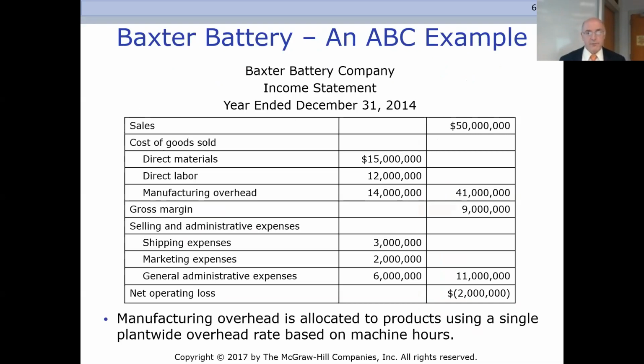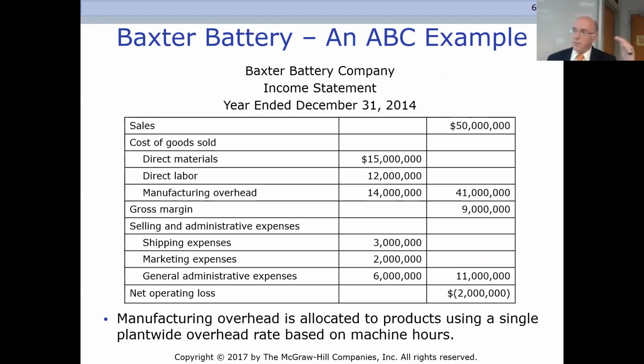Okay, so here we have our first number cruncher. The case of Baxter Battery. This is their income statement for the year ended December 31st, 2014. What format is this? Is this a traditional format or the contribution format? Traditional. Yes, traditional. It's the same thing you had in the financial accounting course, right?